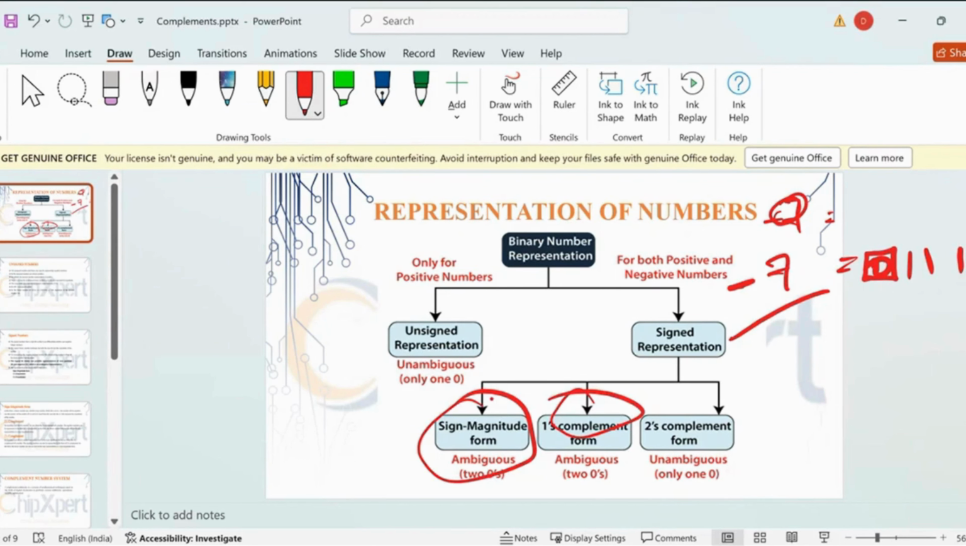So if that bit is 1, it is representing a negative value. If that bit is 0, it is representing a positive value. So this is one of the ways to represent a negative number. Okay. So the next one is through complements.